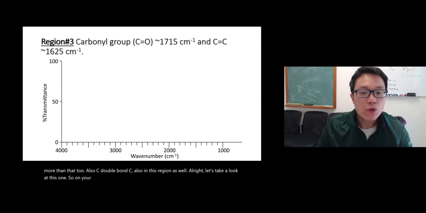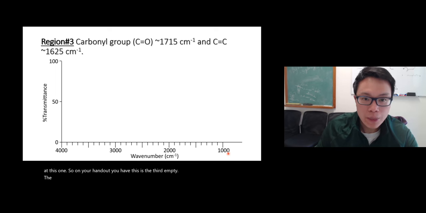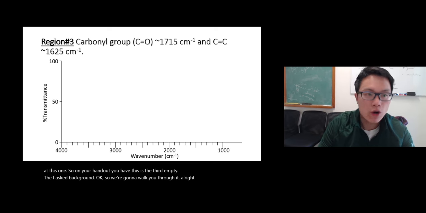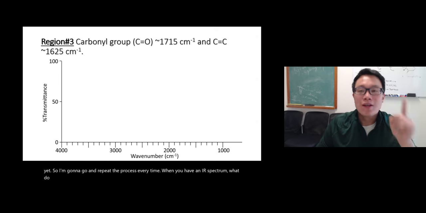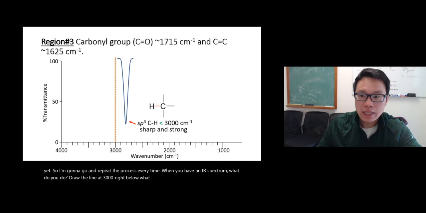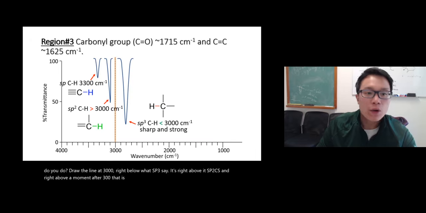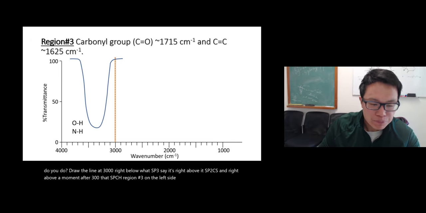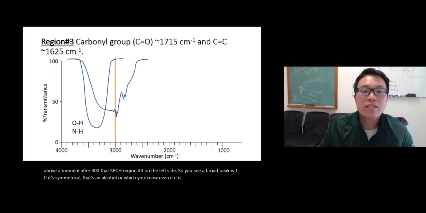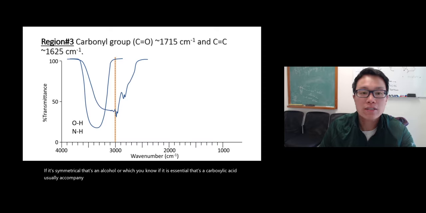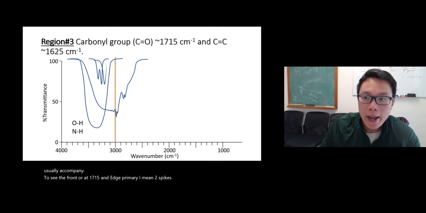So on your handout, you will have the third IR spectrum. Okay, so we're going to walk you through it. All right, don't do anything yet. So I'm going to repeat the process. Every time you have an IR spectrum, draw the line at 3000, right below it sp3 CH, right above it sp2 CH, and right above it at 3300, that's sp CH. Region number two on the left side, so you see a broad peak. If it's symmetrical, that's an alcohol, OH. If it is asymmetrical, that's a carboxylic acid, usually accompanied with C double bond O at 1715. And NH, primary amine, 2 spikes, and secondary amine, 1 spike.